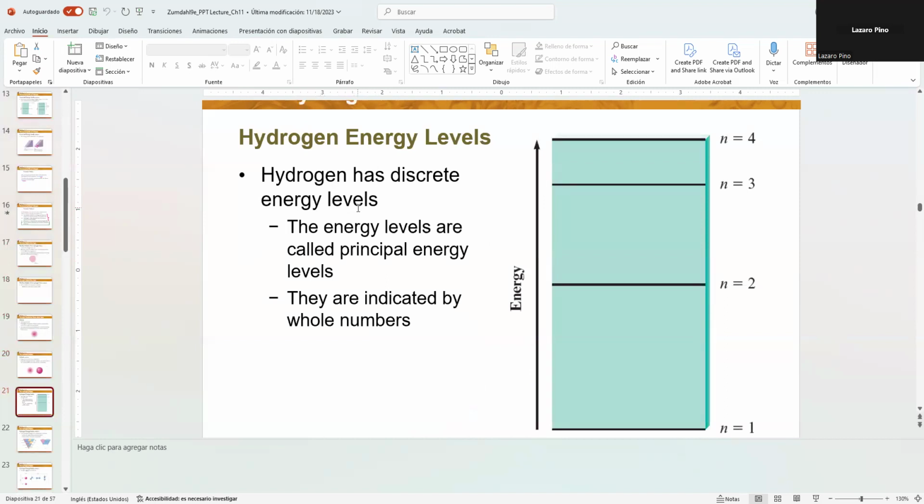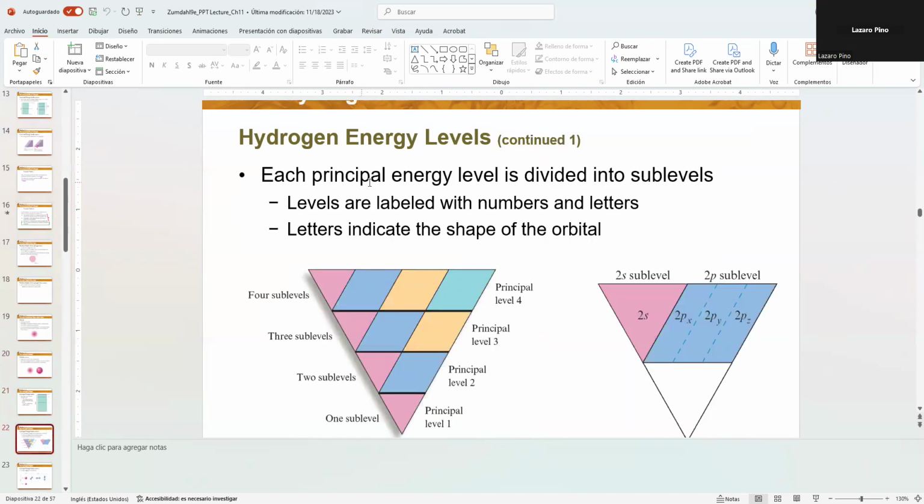Hydrogen has discrete energy levels. The energy levels are called principal energy levels, and they are indicated by whole numbers, for example level 1, level 2, level 3, and level 4. Each principal energy level is divided into sublevels. For example, in level 1 you have one sublevel, but in level 2 you have two sublevels. In level 3, you have three sublevels, and so on. And these sublevels are represented by letters.